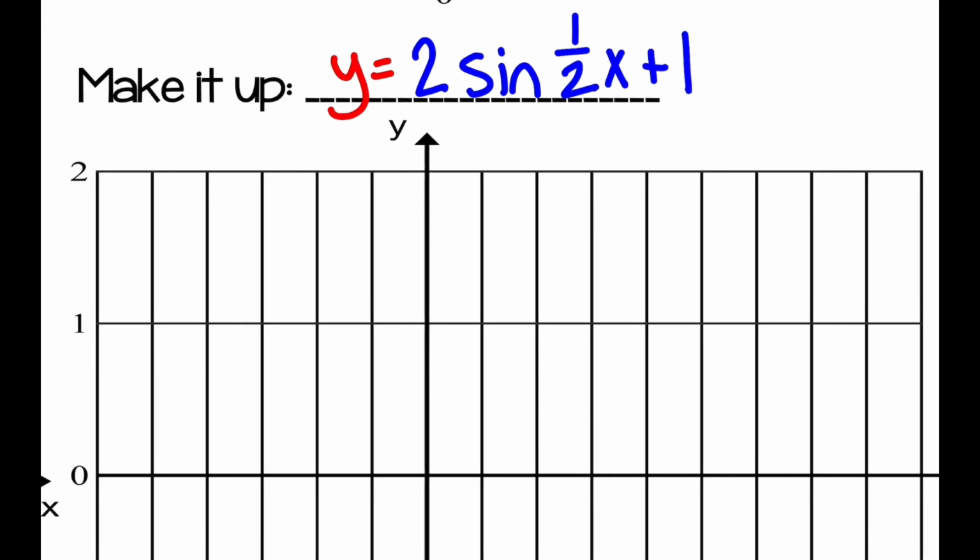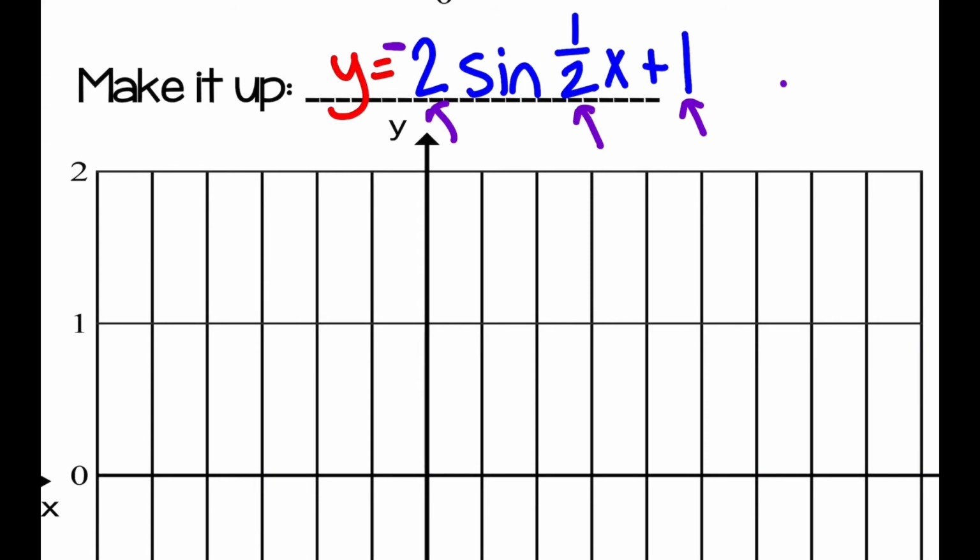Okay, this is what I made up. I tried to keep it fairly simple, but have some differences in it. So things to notice, oh, I wanted you to do a reflection too. So it's got a reflection, it's got amplitude, so it's going to be twice as high. It does have this period change, and this one's different. It's got a vertical shift.